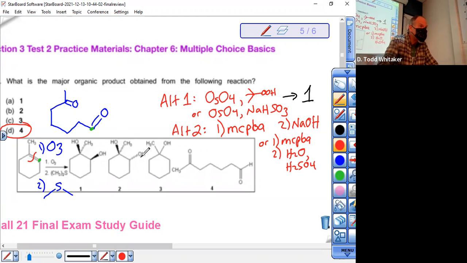It doesn't matter which one attacked. You're going to get a trans either way. If you attack the more substituted carbon using the acid version, or the less substituted carbon using the base. Okay? The nucleophile, strong nucleophile. And those would both give product 2.